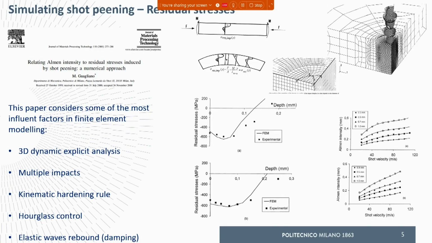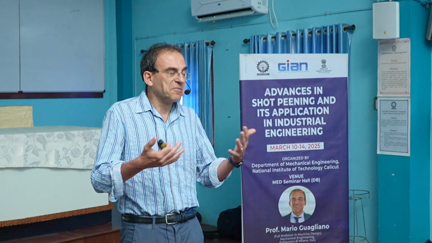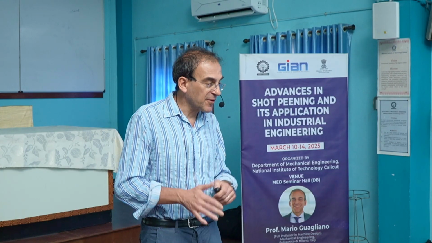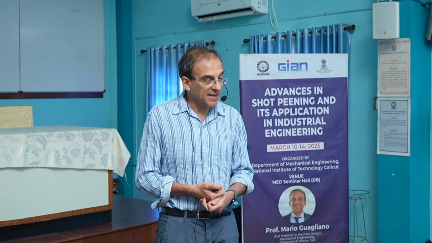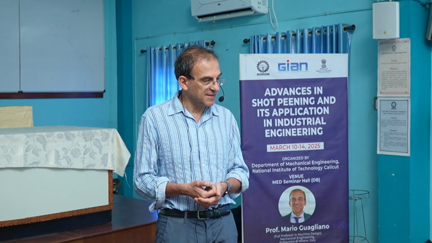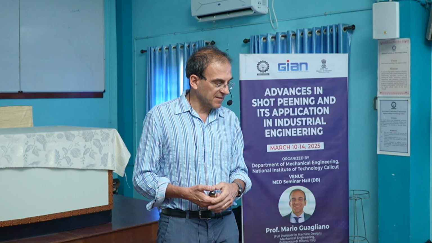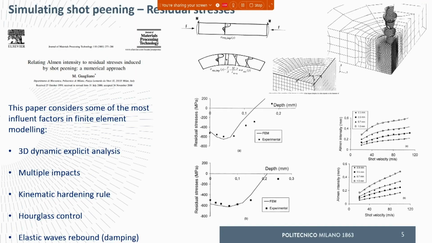Indeed, I don't want to go into the details of this model, but anyway, we have considered a zone around the point of interest with different combinations, in such a way that shot peening was represented in a more realistic way, let's say. We use a kinematic hardening rule in terms of constitutive equation of the material. At the time there was not such an equation implemented in the code, and so we developed a dedicated subroutine for the material. The hourglass control was also introduced.